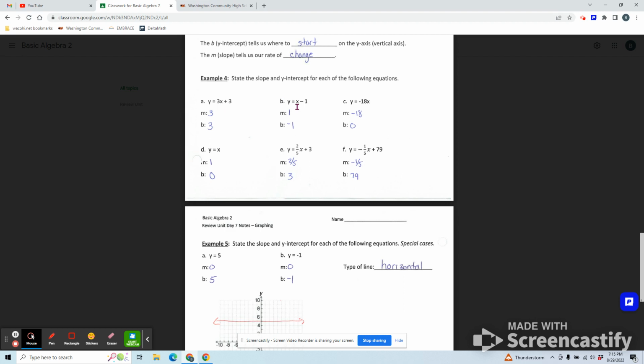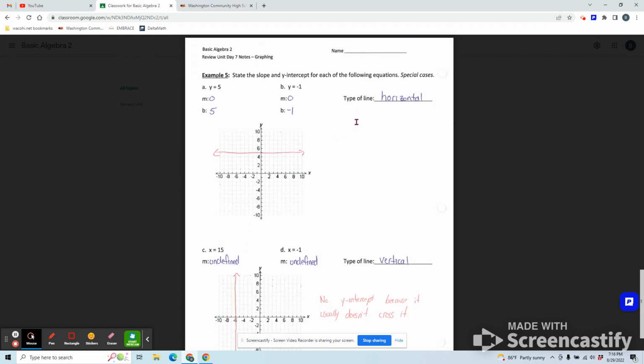For letter B, there is no printed number in front of the x. But we should know that the coefficient is a 1. So my slope is 1. And then my y-intercept, remember we're taking the sign with it, is -1. For letter C, you have the number in front of the x. The coefficient is -18, so that's my slope. And there's nothing after the x. If there's nothing there, your y-intercept is 0. And there's some more examples.